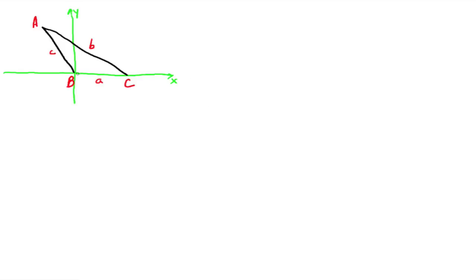So this distance here from B to C is A, so that makes this point right here A comma 0. Then we're going to drop down a line here and make a right triangle. We're going to call this distance right here X, and this distance right here Y, which means that this point right here where A is located is X comma Y.